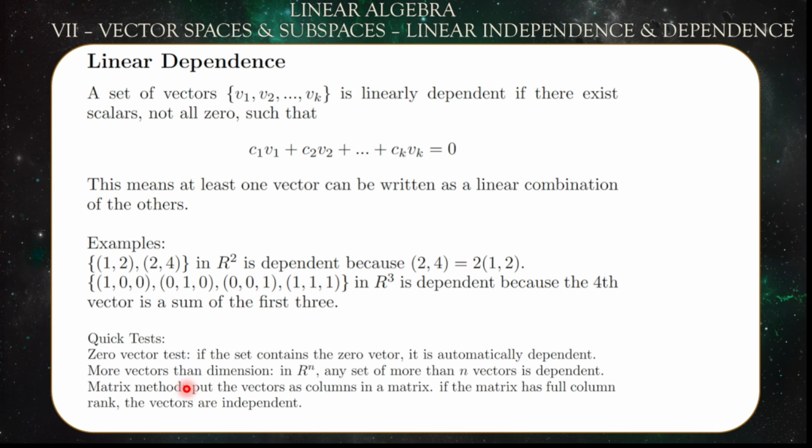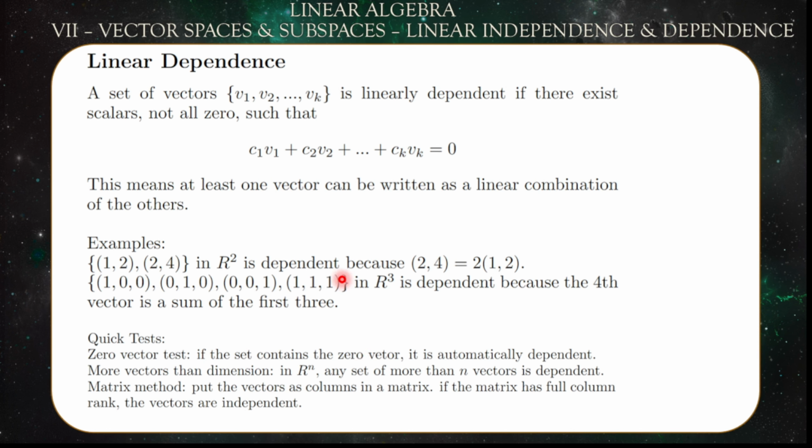Quick tests. Zero vector test: if the set contains the 0 vector, it is automatically dependent. More vectors than dimension: instead of having 3 vectors only, you have 4. Any set of more than n vectors is dependent. And the matrix method: put the vectors as columns in a matrix. If the matrix has full column rank, the vectors are independent.